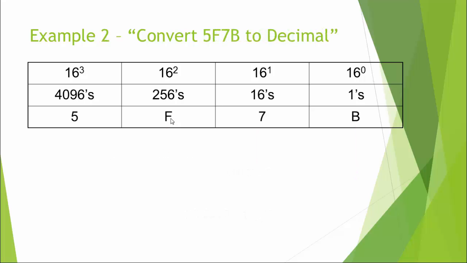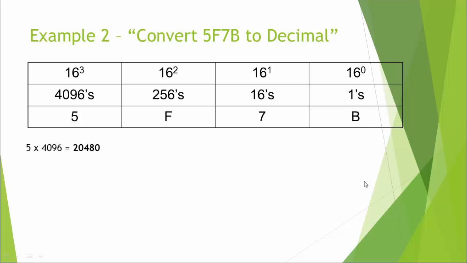Let's convert 5F7B to decimal. So the first step is to erase the previous pencil letters from the last problem we worked on, and then write 5F7B into the appropriate columns. And once we've done this, we just simply have to multiply. 5 times 4096, 15 times 256, 7 times 16, and B, or 11, times 1.